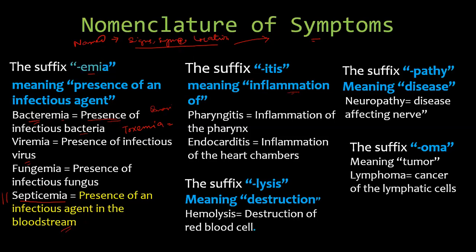Itis means inflammation, so pharyngitis. By this name one can understand what the sign is: it's the inflammation, and the location is the pharynx. Lysis means destruction, like destruction of the red blood cell, hemolysis. Pathy means disease; neuropathy means a disease affecting the nervous system. Oma means tumor; lymphoma means a tumor of the lymphatic cells.